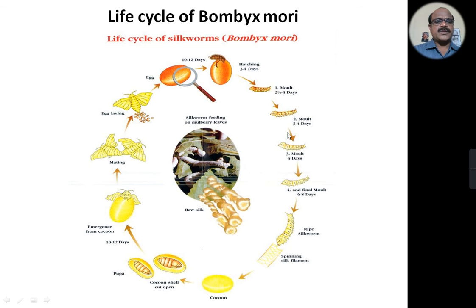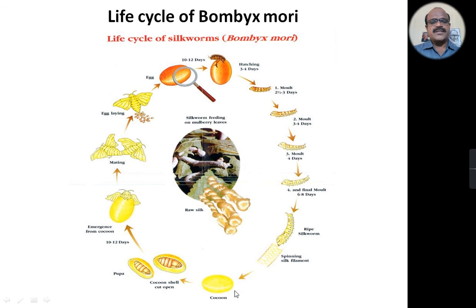So from the first to the fourth instar, it is a voracious feeder. It feeds on mulberry leaves and grows well, and then it becomes a matured silkworm or fifth instar larva. The fifth instar is a matured silkworm, and it stops feeding and starts spinning. It spins the silk thread around its body and forms a cocoon.